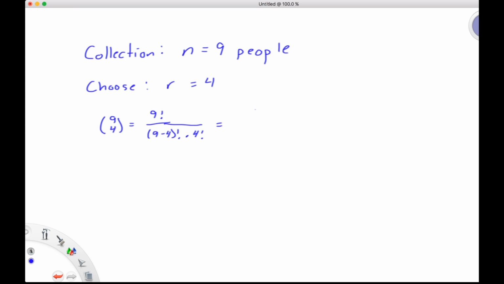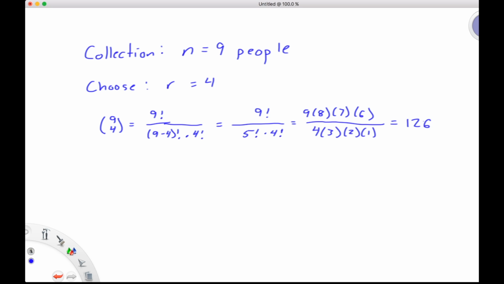We can simplify this, of course, which would be 9 factorial divided by 9 minus 4, or 5 factorial, times 4 factorial. And if you wanted to write the entire expression out, when things start to cancel, this would be 9 times 8 times 7 times 6, and then 5 through 1 would cancel because of this 5 factorial on the bottom, divided by 4 times 3 times 2 times 1 from the 4 factorial that's still left over. If we compute this, we get 126. So when we have 9 people waiting for the elevator, there are 126 ways we can take from those 9 people and put 4 of them on the elevator.